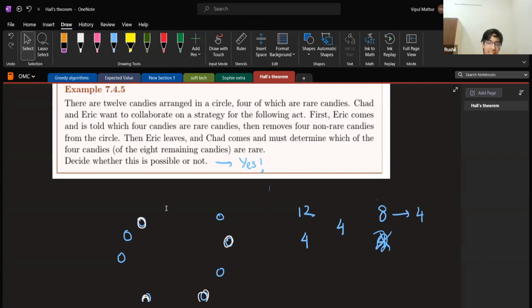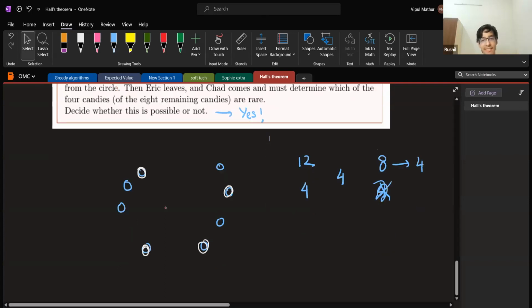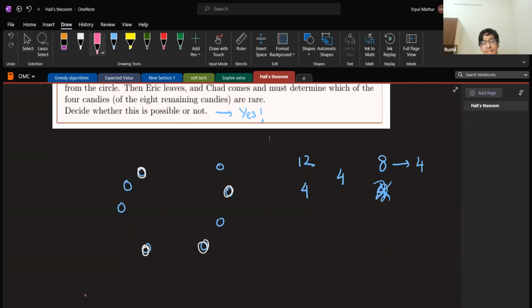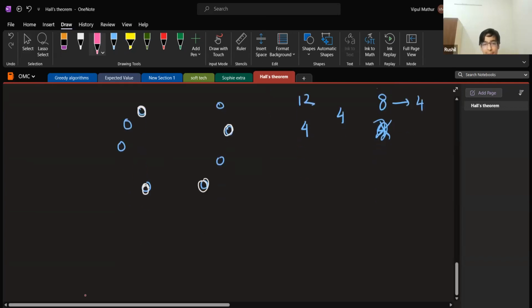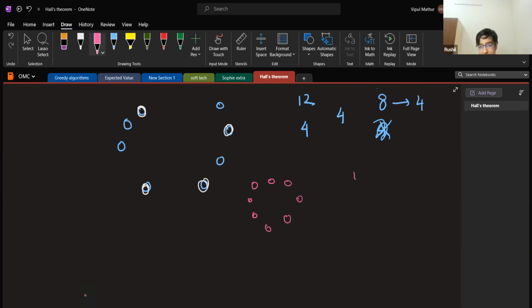Okay, I think I'm going to give away a little bit on this problem because the first one is always the toughest. So, first of all, let's try to do some quantitative analysis of what is going on. For starting off, how many possibilities are there for these rare candies? 12C4, I think everyone can agree on that. There are 12 candies and some four of them are rare. You don't know which ones. But there are these many possibilities for which four of them happen to be rare.